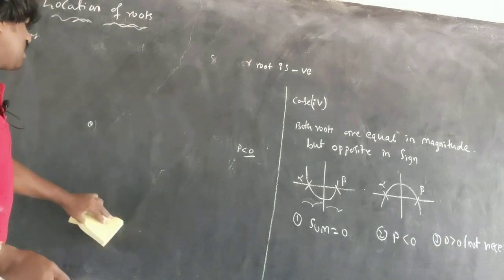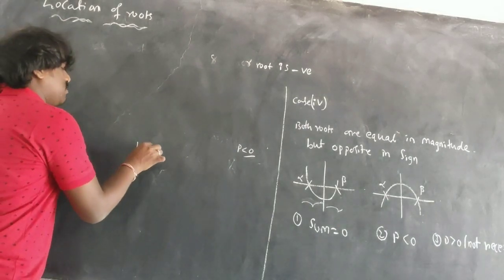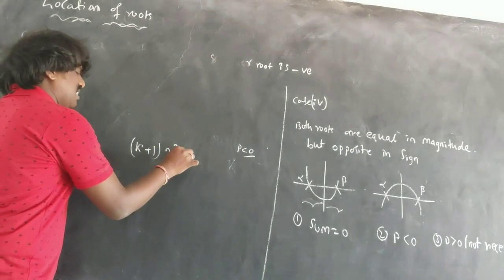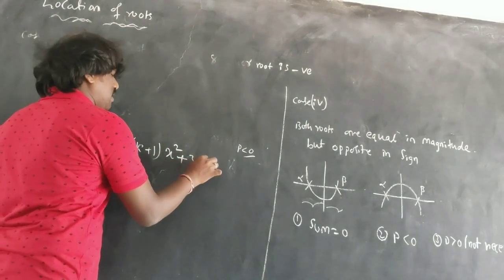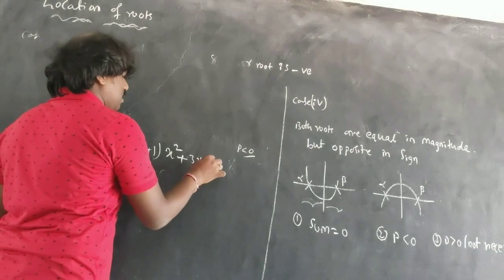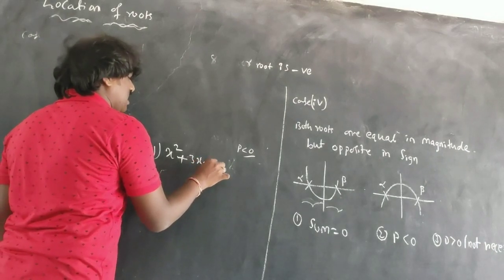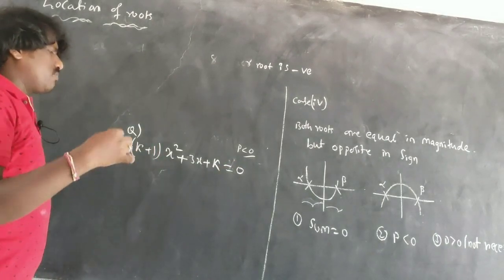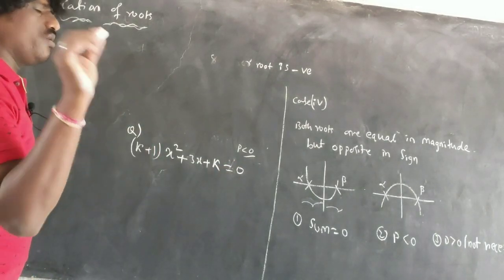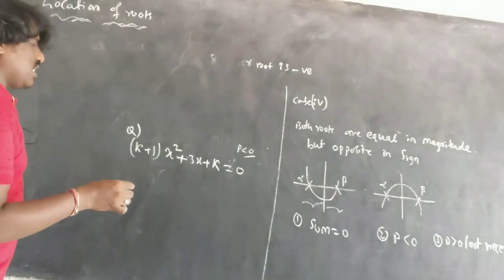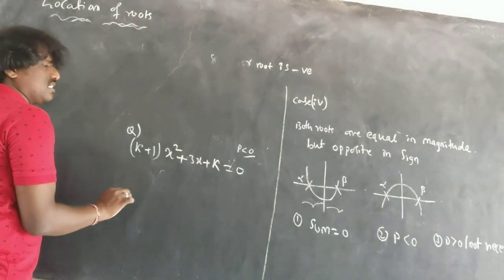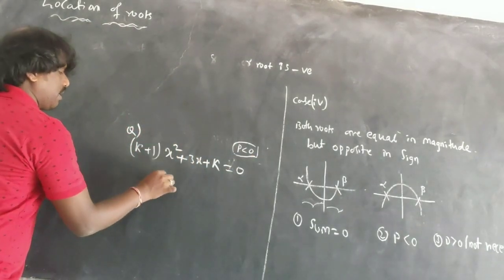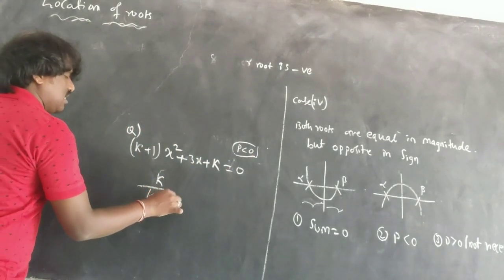Suppose you have another one: k plus 1 into x square plus 3x plus k is equal to 0. The question is: one root is positive, one root is negative, find the value of k. So what do you use here? c by a less than 0. The product of the roots is less than 0. Just apply c by a: k by k plus 1 is less than 0.